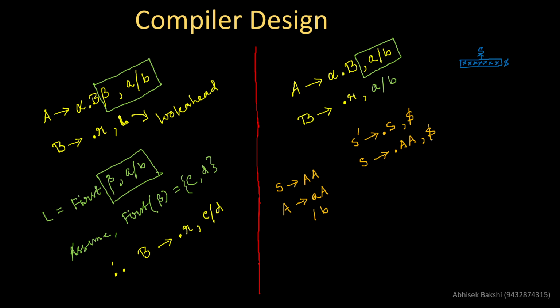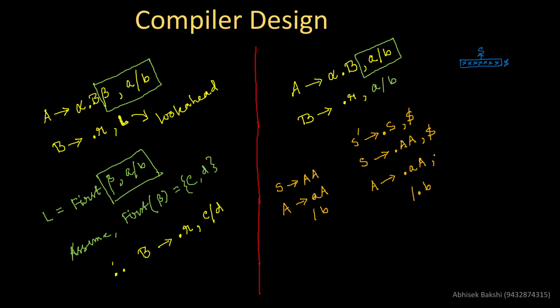Now let's move on. I have capital A after this dot, which means I have to explore this capital A also. There are two possibilities obviously: either A to dot aA or A to dot b. Even if you write them individually, that's not a problem, because that's true. Now what is going to be the lookahead of this particular production rule? It's going to be vital.